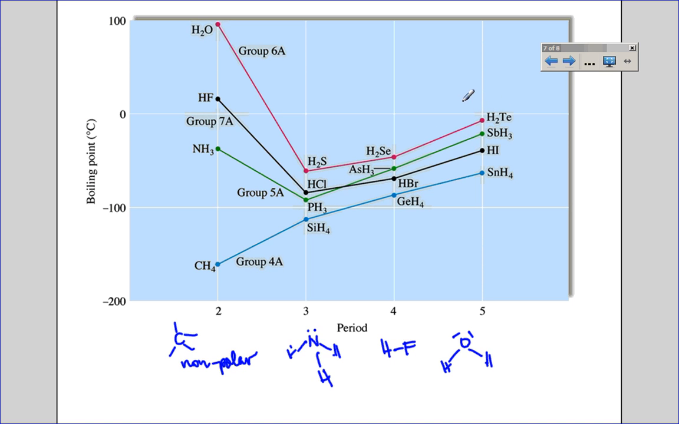So this is a really nice graph because it helps us to examine the property of boiling point among the hydrides and very nicely shows the effect of the different types of intermolecular forces and the effect of the number of electrons and polarizability.